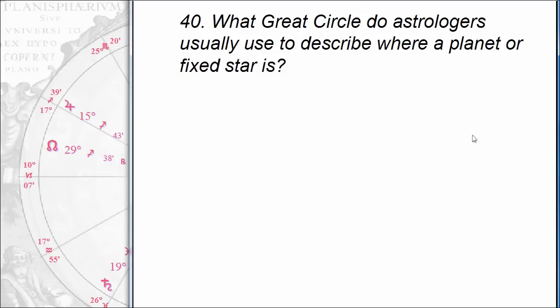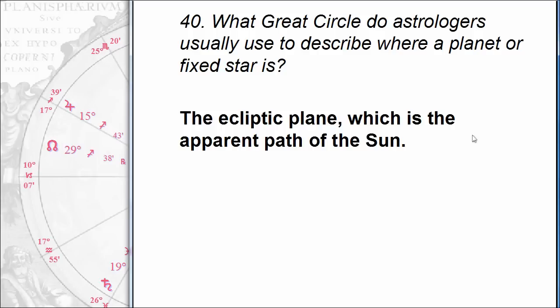Now, you can make an infinite number of great circles. What great circle do astrologers usually use to describe where a planet or fixed star is? To describe where something is, you have to have a great circle as your reference point. Very important point. To describe where an object is in the sky, we imagine the sky to be a sphere. So to describe where an object is on the celestial sphere, we need to pick out a great circle. What great circle do astrologers typically use? Answer: the ecliptic plane, which is the apparent path of the sun. That's the great circle astrologers usually use.